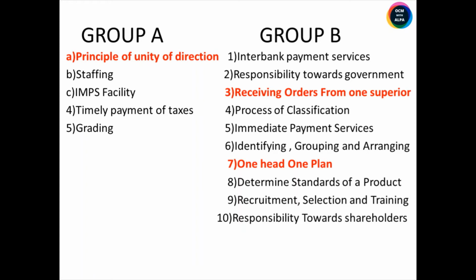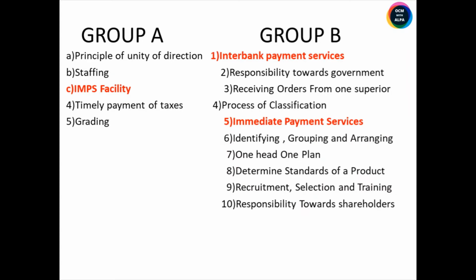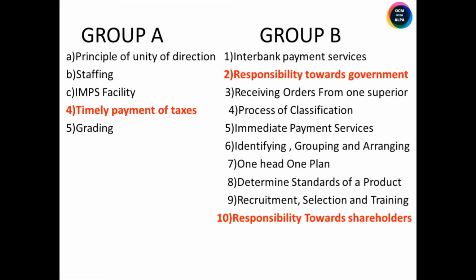Similarly, you will find that the next question, staffing, has 2 corresponding answers. Functions of management is the chapter. Question number 6, the answer number 6 is actually talking about the organizing function, and the correct answer is the 9th one. We similarly see the next one, IMPS, has 2 options. The 5th one is the correct answer. The 4th one, timely payment of taxes, is the responsibility towards government.